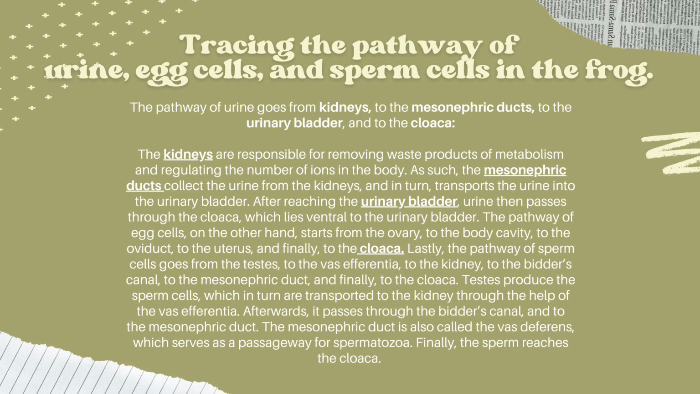The testis produces the sperm cells, which in turn are transported to the kidney with the help of the vasa efferentia. Afterwards, they pass through the Bidder's canal and to the mesonephric duct. The mesonephric duct is also called the vas deferens, which serves as a passageway for spermatozoa. Finally, the sperm reaches the cloaca.